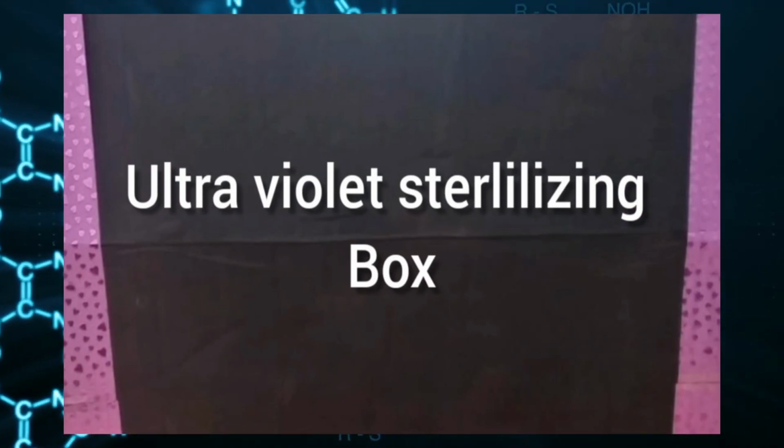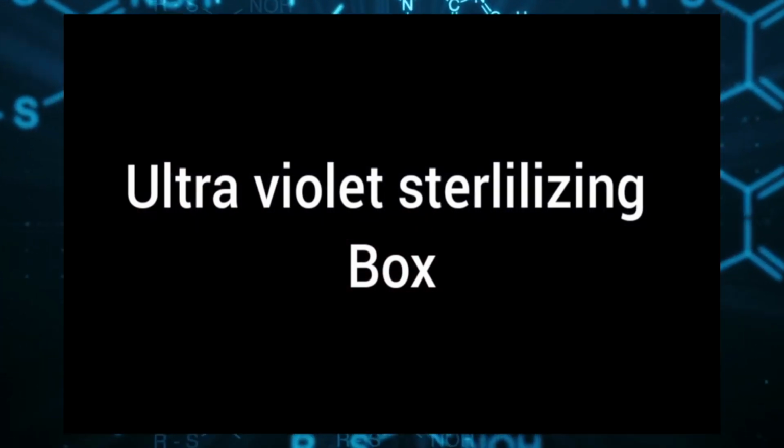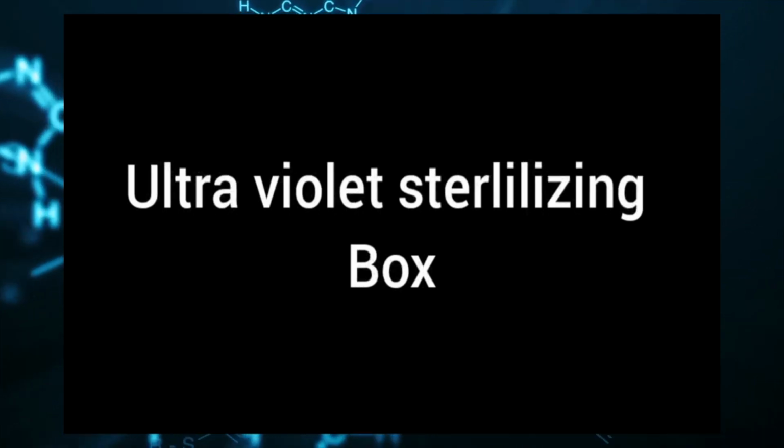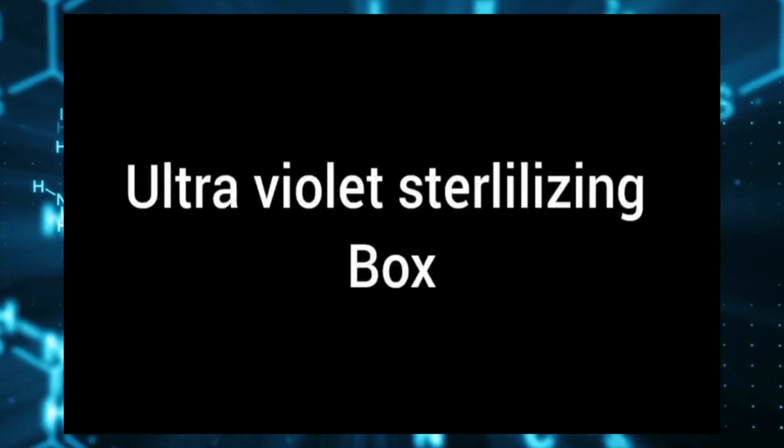How does a UV sterilizer work? A UV sterilizer primarily works by using special bulbs that can emit the right amount of ultraviolet light that is needed to kill bacteria.